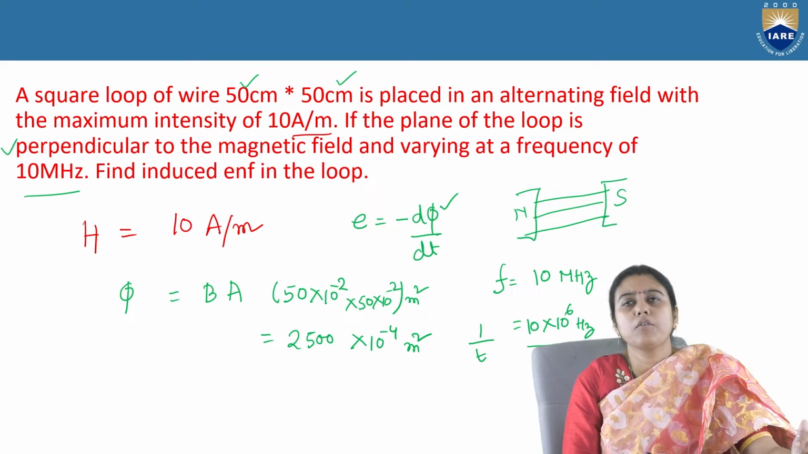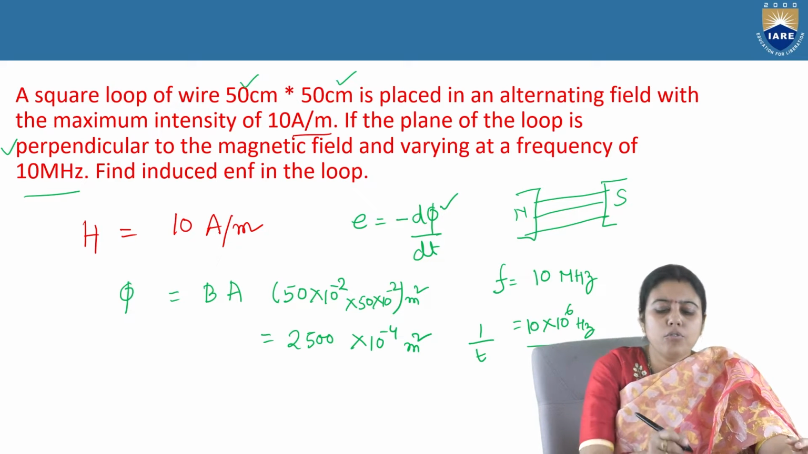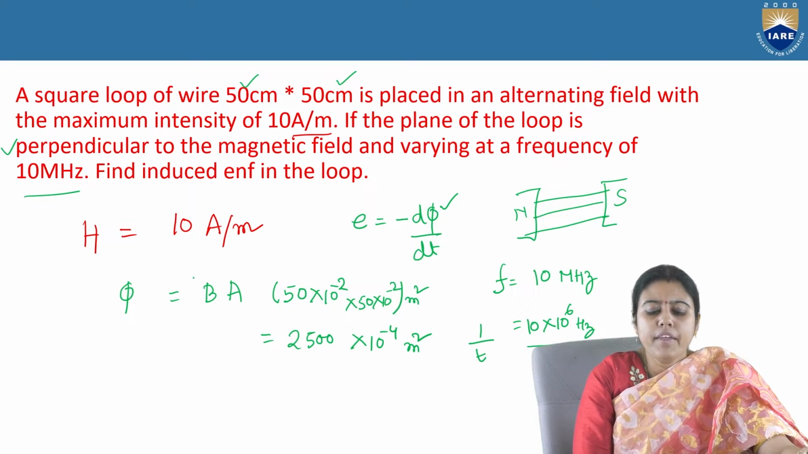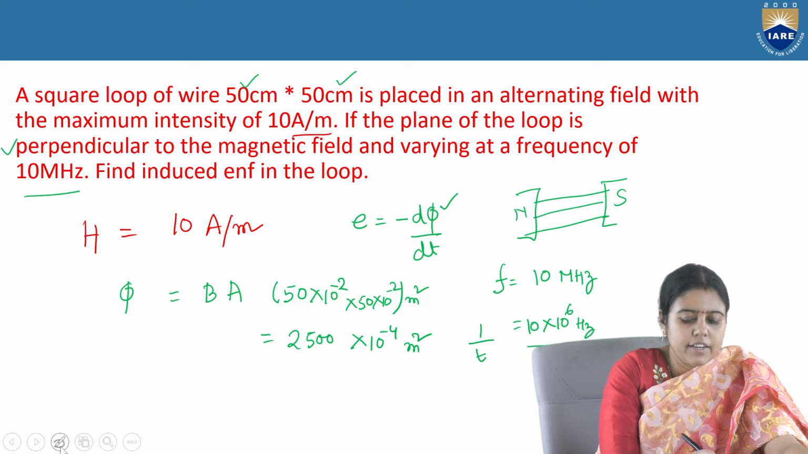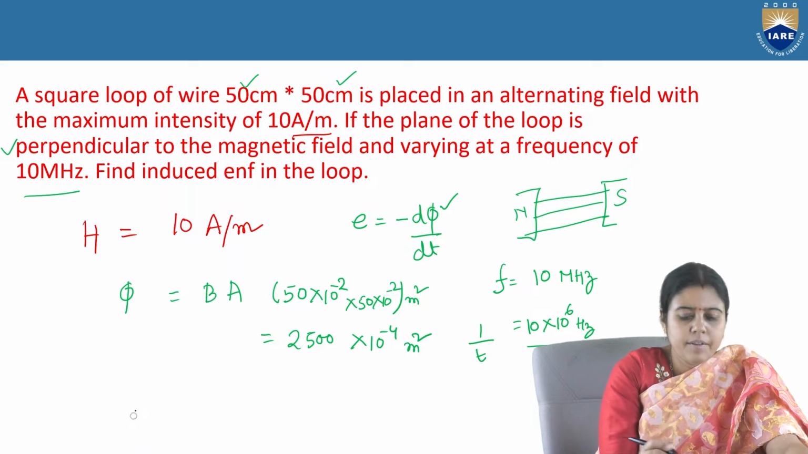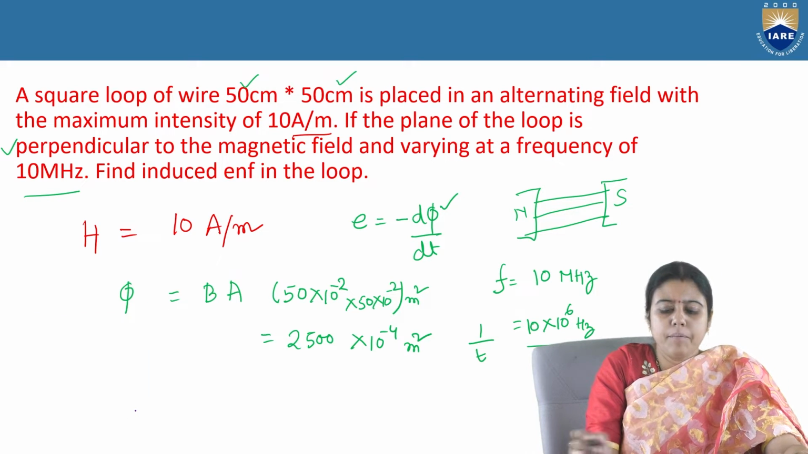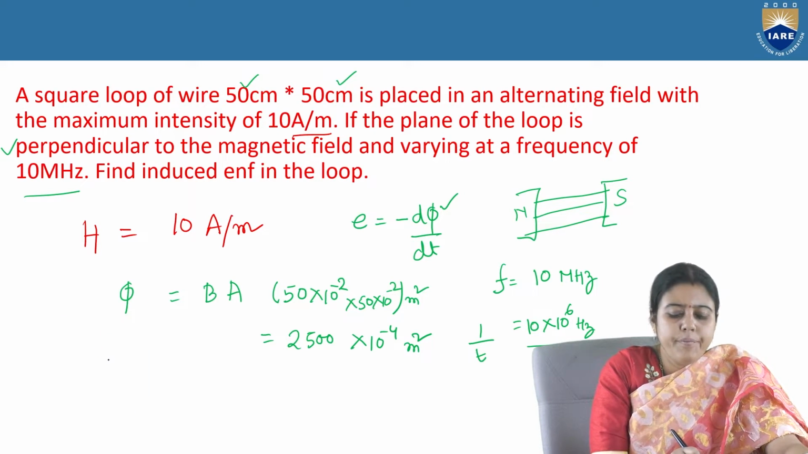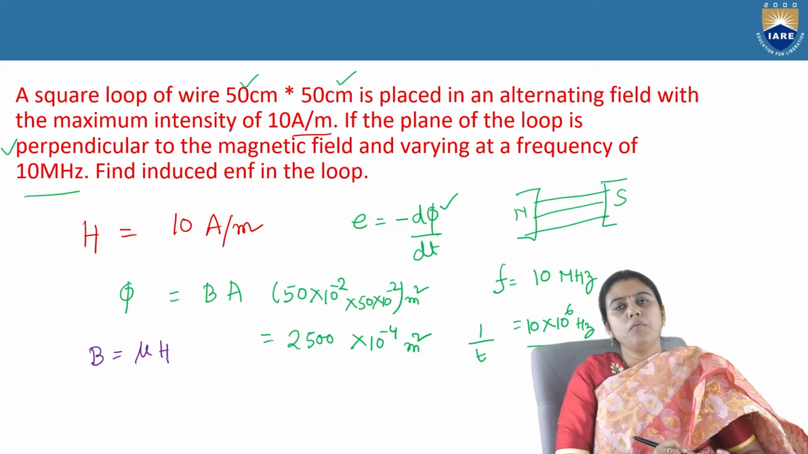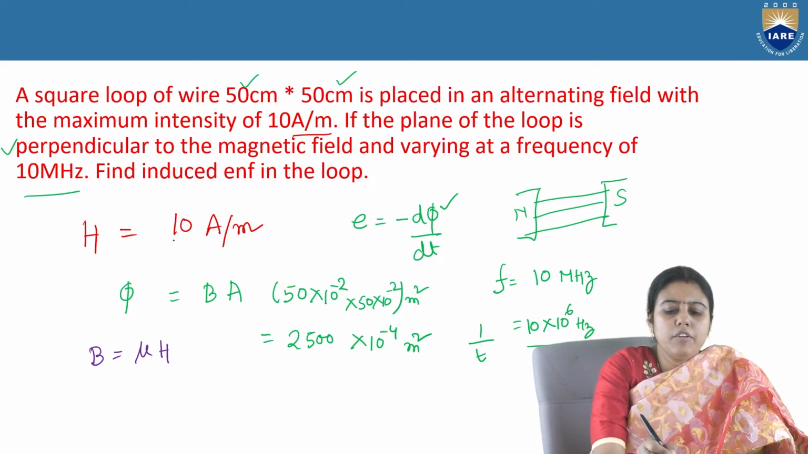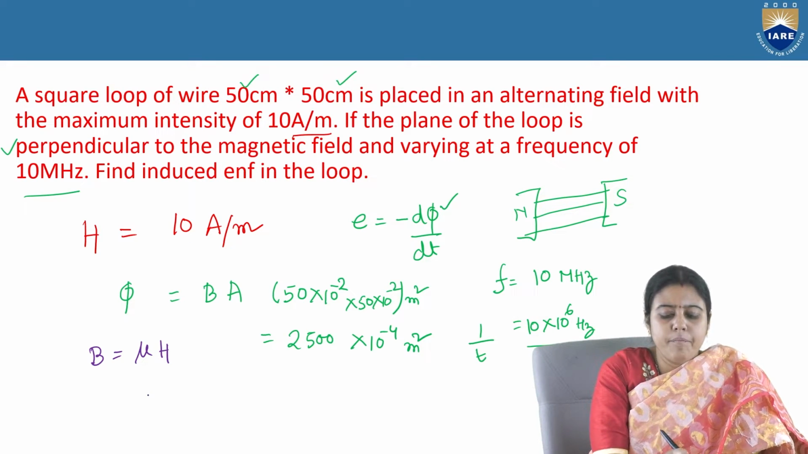Now we have to calculate B. How to calculate B? We know B is equal to mu into H, and the H value is given as 10 ampere per meter.